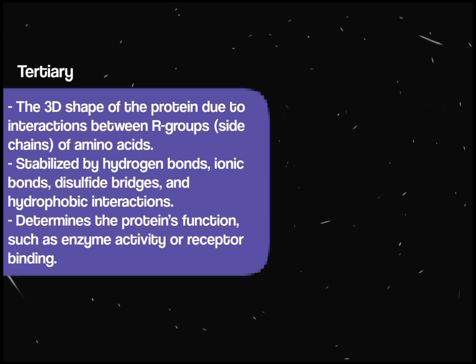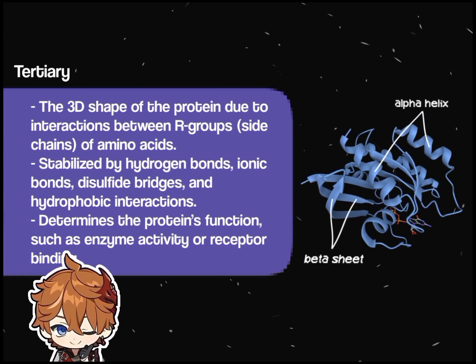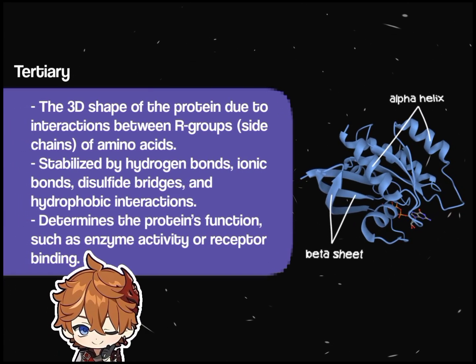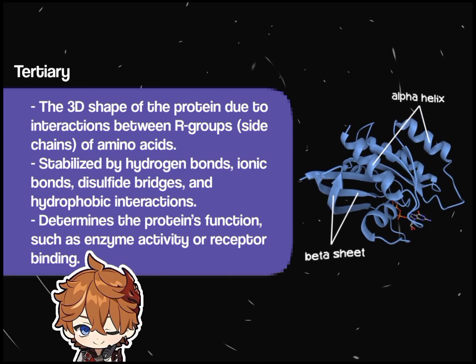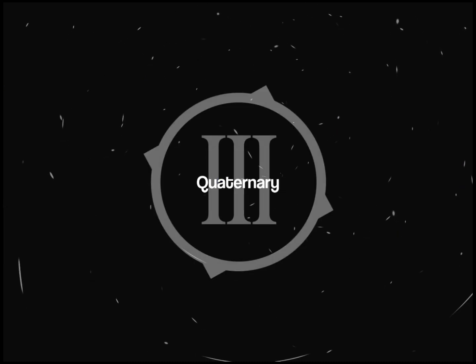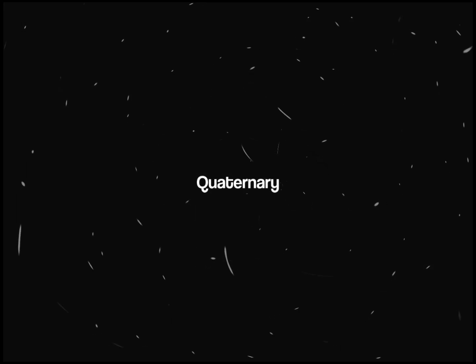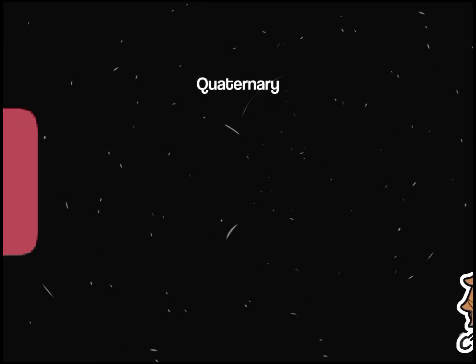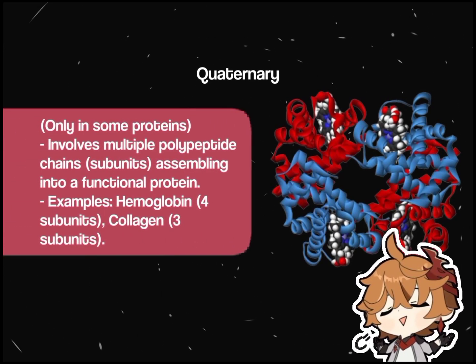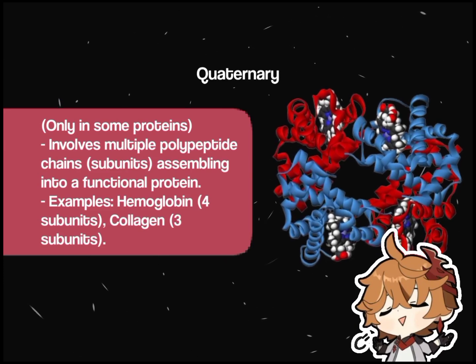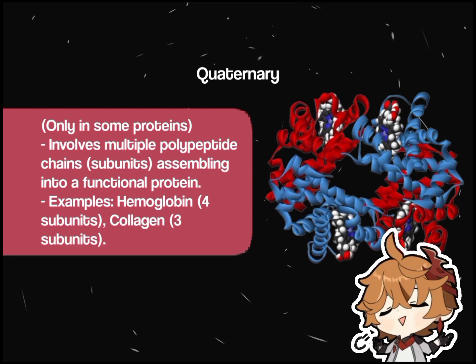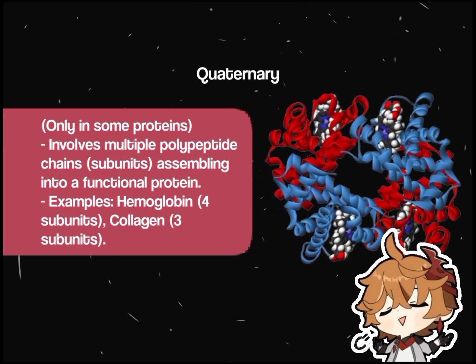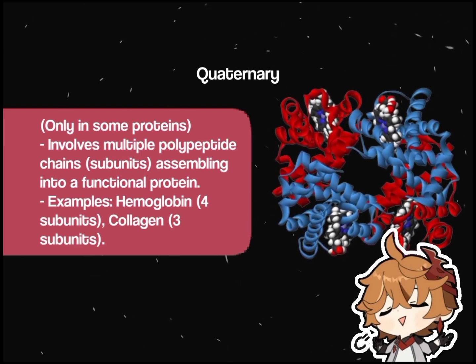Third, tertiary structure, the 3D shape of the protein due to interaction between R group side chains of amino acids. Determines the protein's function such as enzyme activity or receptor binding. Fourth, quaternary structure. Only in some proteins, involves multiple polypeptide chains, subunits assembling into a functional protein. Examples: hemoglobin with 4 subunits and collagen with 3 subunits.